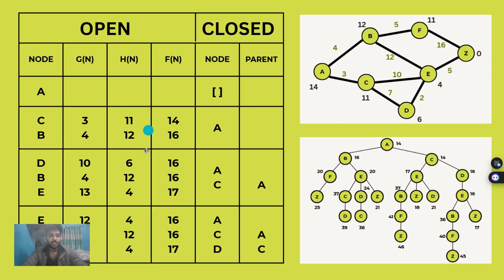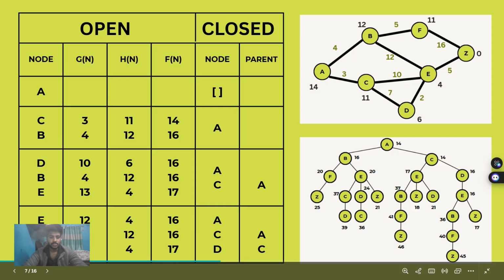As we have explored C, we'll be closing C in our closed list. And for this C, a parent exists, so we'll be writing C's parent as A here. Now I'm going to explore D. D's child is E. So we'll be having this E, and then this B. So here again it is 16, 16, and 17, and I will be arranging them like 16, 16, and 17.